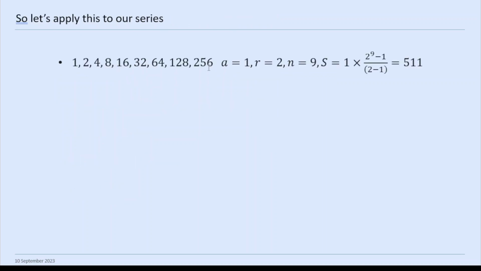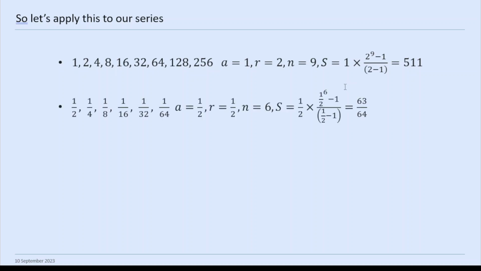So let's apply this to our series. For instance, 1, 2, 4, 8, 16 up to 256. So A is 1, R is 2, and N is 9 if we count the number of terms here: 1, 2, 3, 4, 5, 6, 7, 8, 9. There's 9 terms. So the sum equals 1 times 2 to the 9 minus 1 over 2 minus 1, and 2 to the 9 is 512. So the answer is 511, which looks about right when you look at the numbers.